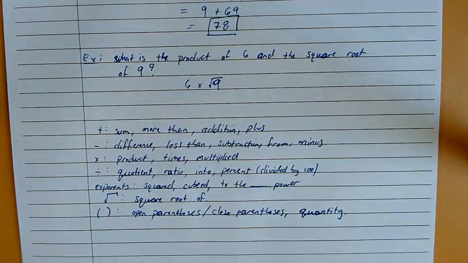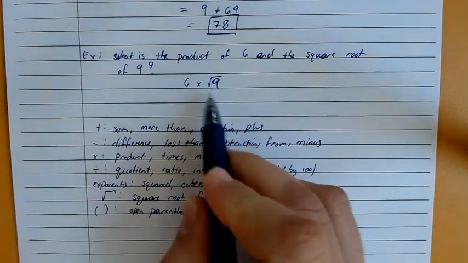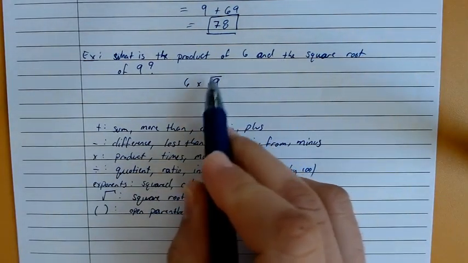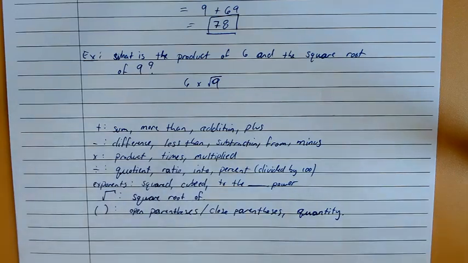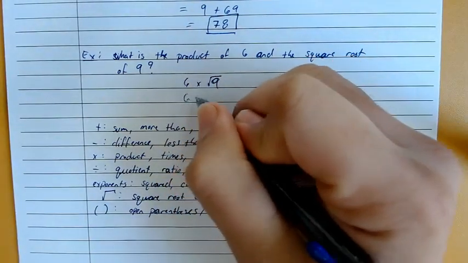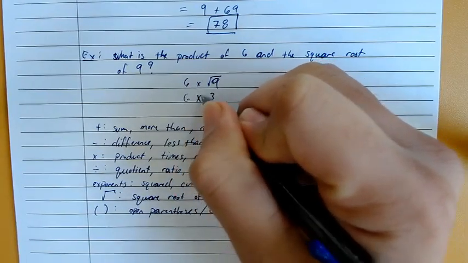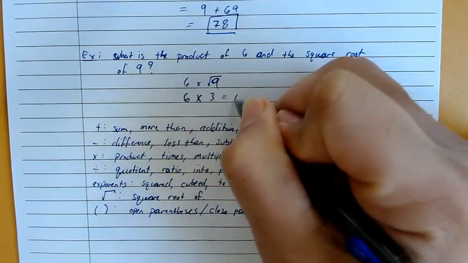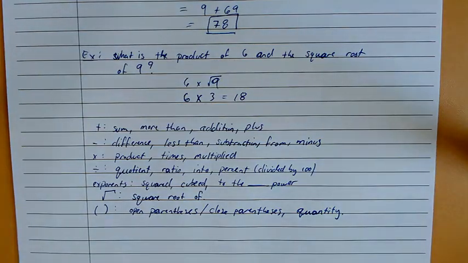And there we go. So now the order of operations, here we're going to handle the square root first, as if they were part of the parentheses. So this would be just the number 3. And here 6 times 3 would be 18. Just like that.